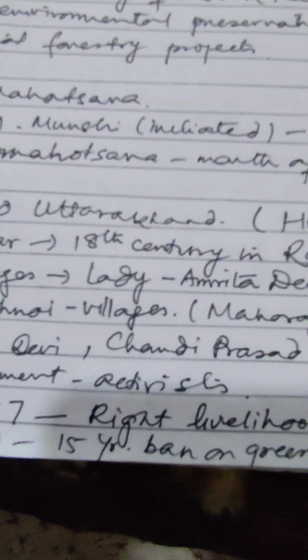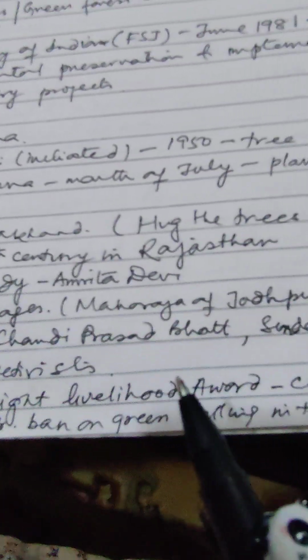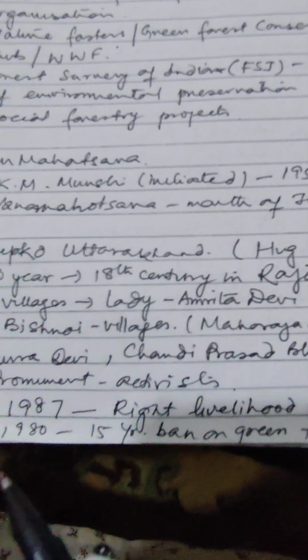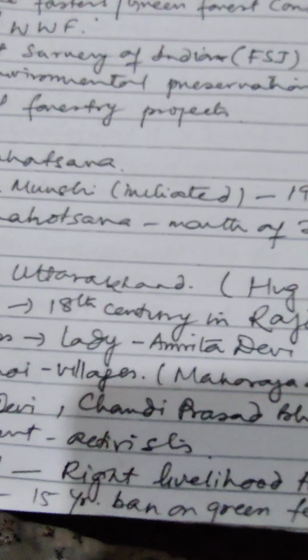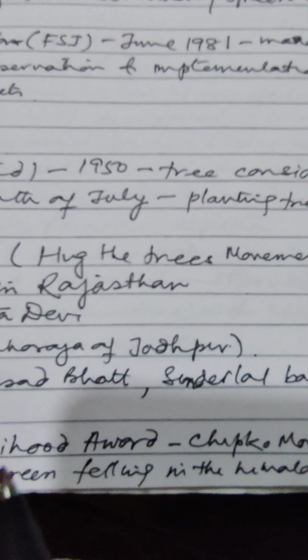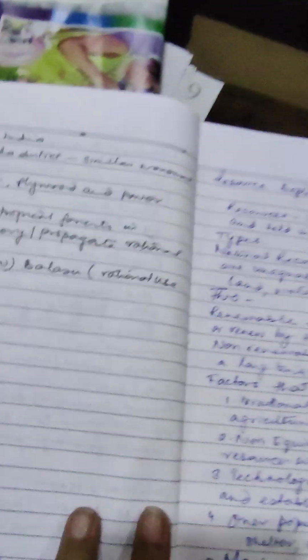They worked after this, and in 1987 they were given the Right Livelihood Award. And in 1980, a 15-year ban on green felling of the Himalayan forest was imposed. So no one can cut the trees there.